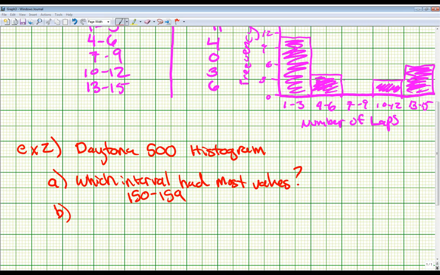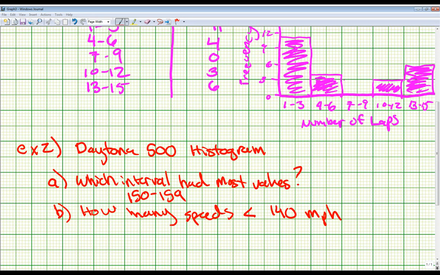Question B, back to our book. It says, how many of the winning speeds are less than 140 miles per hour? So let's jot that down in our notes. How many speeds are less than 140 miles per hour? Well, let's take a quick look at our book and see.